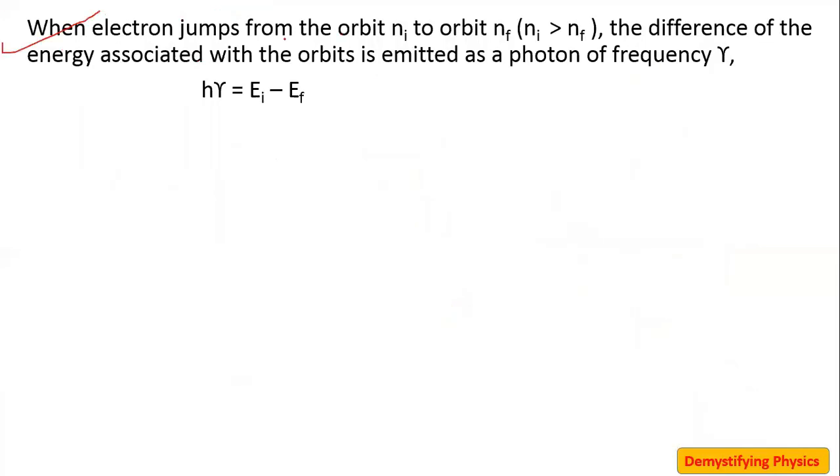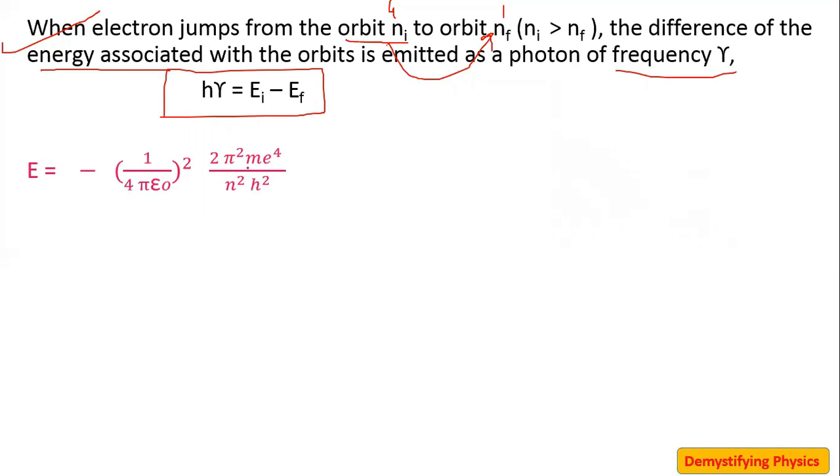Now we know this. This is Bohr's postulate. Whenever an electron jumps from a certain orbit Ni to Nf, this is the initial orbit, this is the final orbit, such that Ni is greater than Nf, means it has come from a higher orbit to a lower orbit. Suppose n is 4 to orbit 1. So from higher to lower orbit, radiation will be emitted of frequency nu, and this h nu is equal to Ei minus Ef. We already know this. Now we know the formula for the energy of the electron in a particular state n. We have derived this.